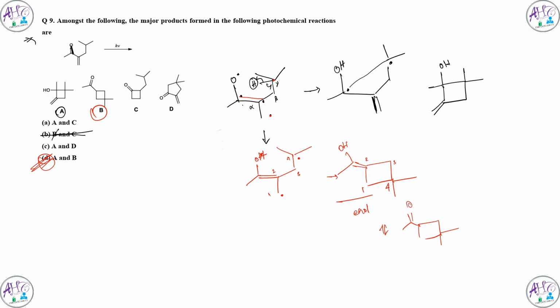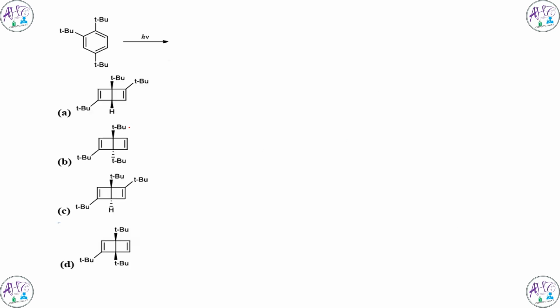So if you miss the radicals, what happens? You'll end up marking the wrong answers. Another big mistake in this problem is, if you don't do the numbering, you'll end up marking C also. So numbering is also important in radical based questions. This is a simple kind of question, but you need to understand.